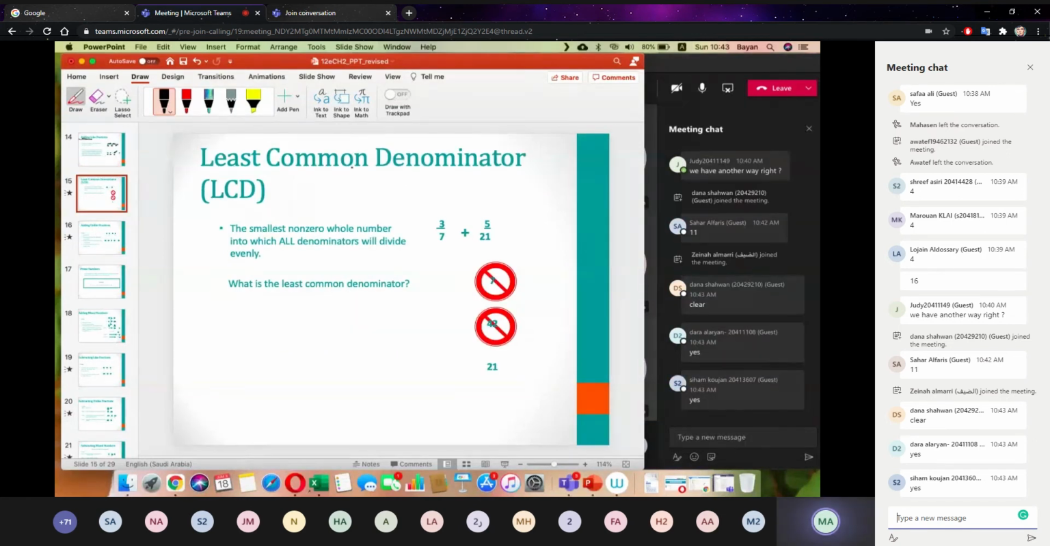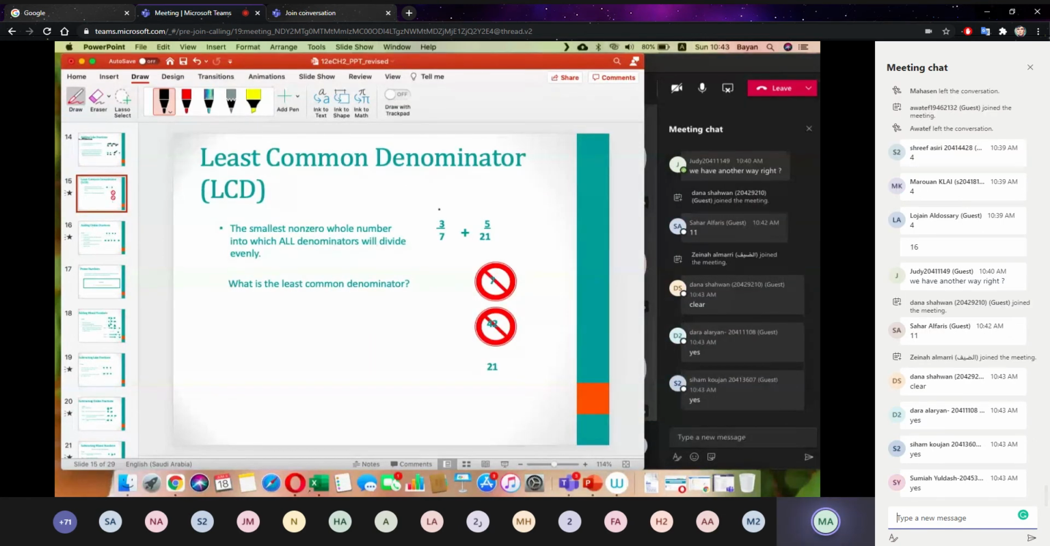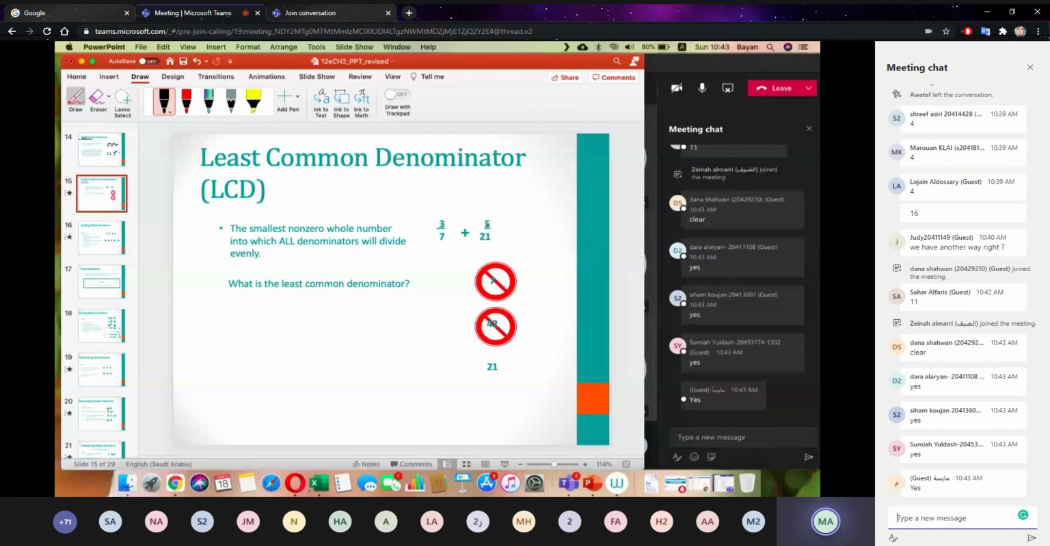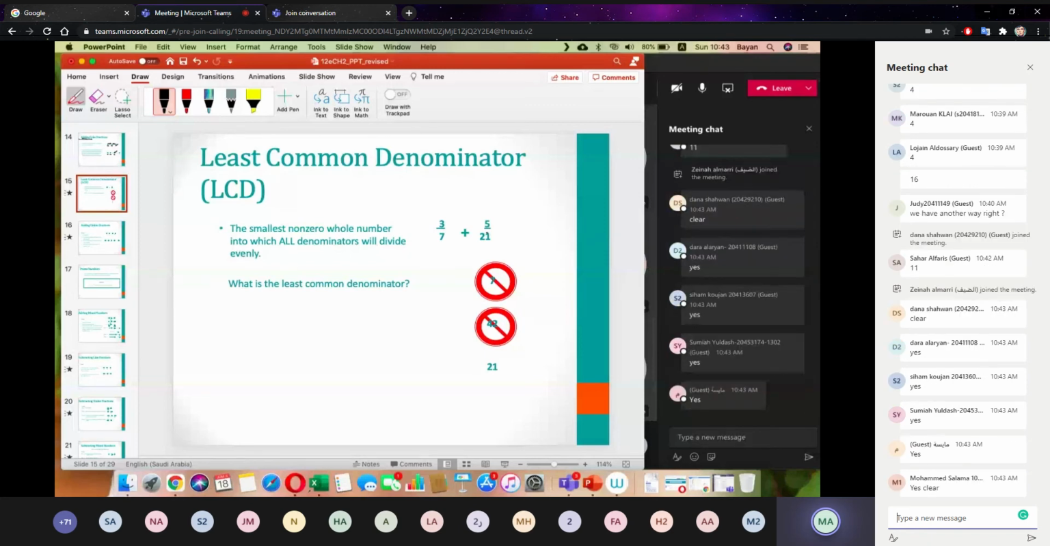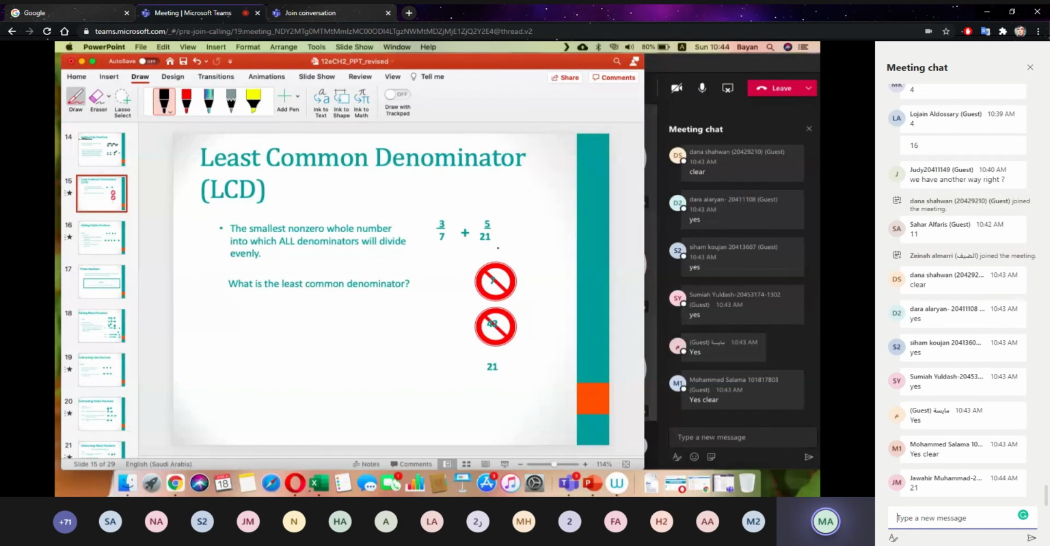Here you have least common denominator. 3 over 7 plus 5 over 21. What is the least common denominator here? That means 7 or 21 or another value. What is the least common denominator here? Right, it's 21. Why 21?